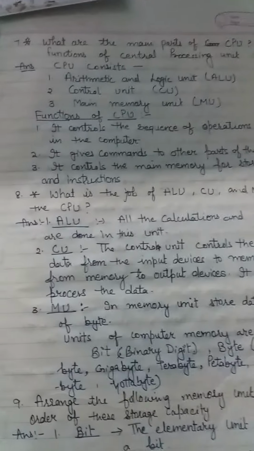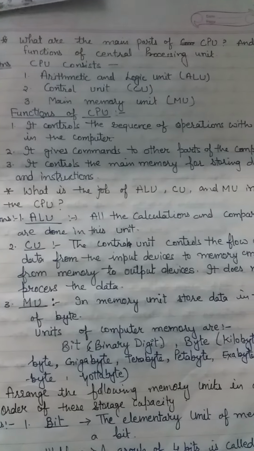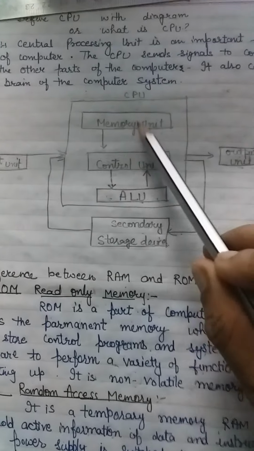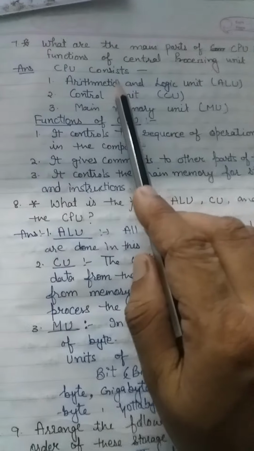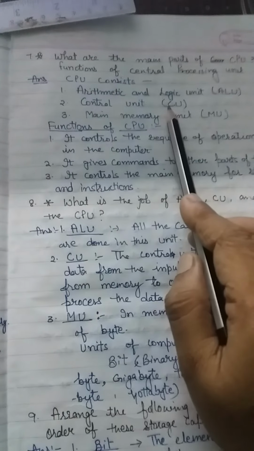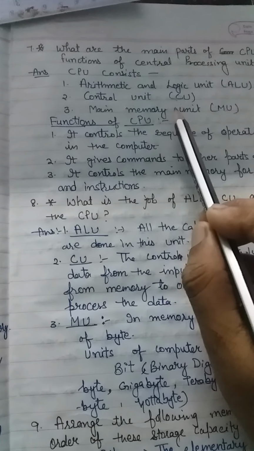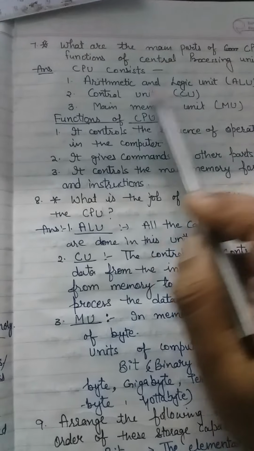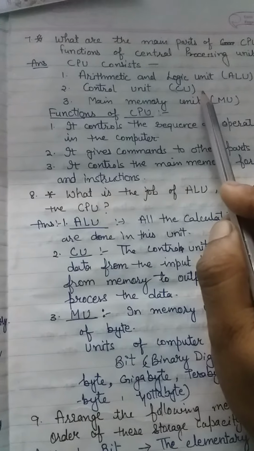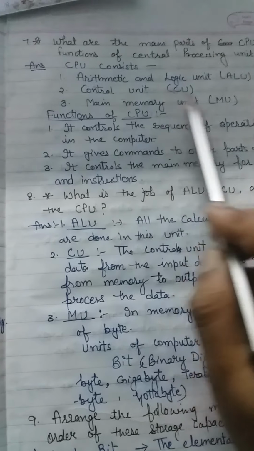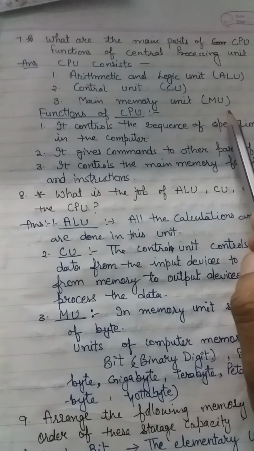Now come to the next point. What is the main part of the CPU and how do the functions perform? We already discussed the function of the CPU components, but now we discuss in detail. The CPU consists of the ALU. Again, I tell you, learn the full form of these short forms. ALU stands for arithmetic logic unit, CU is the control unit, and the third one is the main memory, MU.